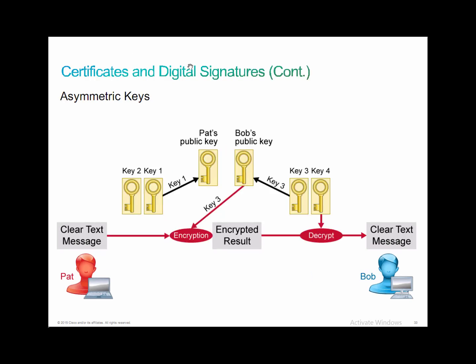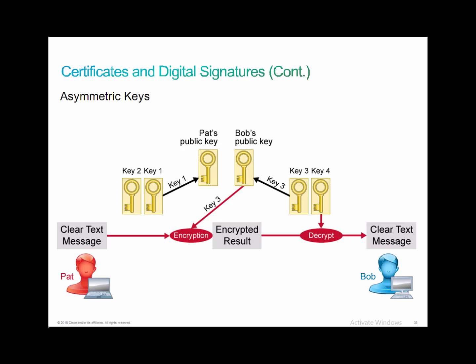We talked about asymmetric, the asymmetric key process. It's a lot more robust. The mathematical concepts are a lot more complex. With asymmetric keys, we always have a pair of keys, a public key and a private key. And that's what we see in this particular example.